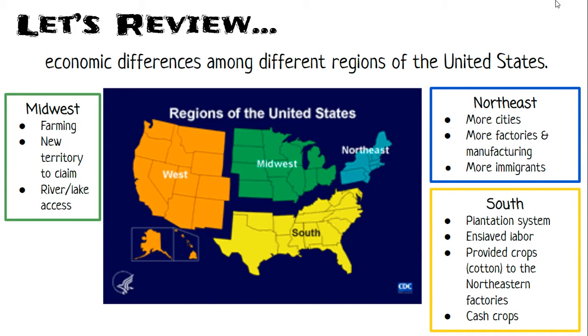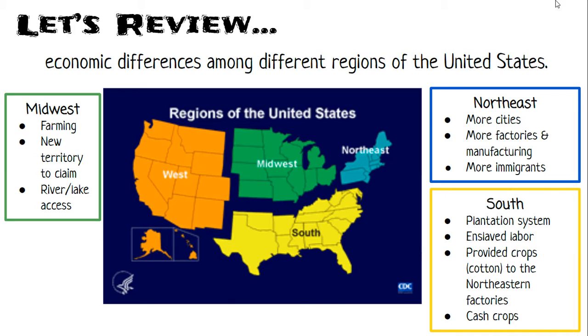Let's also review the economic differences among different regions of the United States. We learned about the Northeast, identified in blue here on the screen and labeled Northeast. This section has more cities, more factories and manufacturing, and more immigrants in those cities because of the draw of factories. In the South, the yellow section on the map, this is very different from the Northeast.